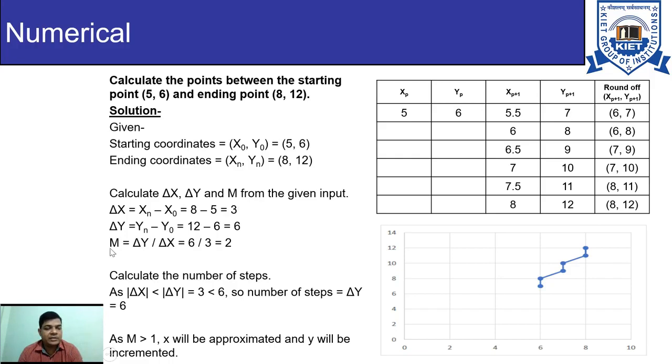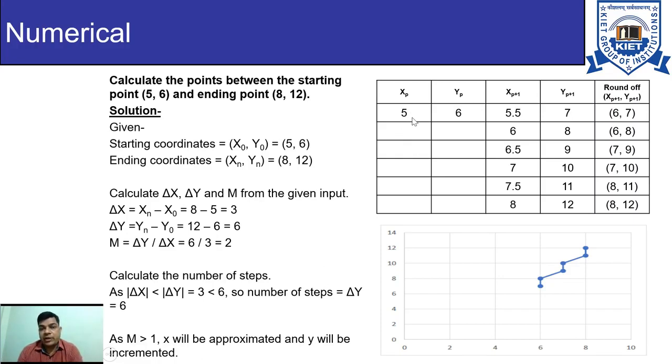After that we have to calculate the slope of the line, which is m, and it comes to 2. We know that the slope is more than 1, and whenever the slope is more than 1 we simply increment the value of y and approximate the value of x. So you can see this: as m is greater than 1, x will be approximated and y will be incremented.